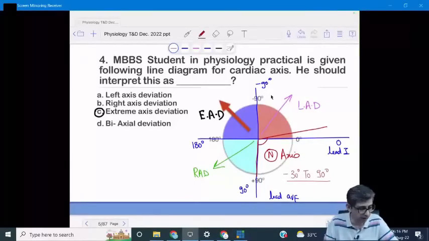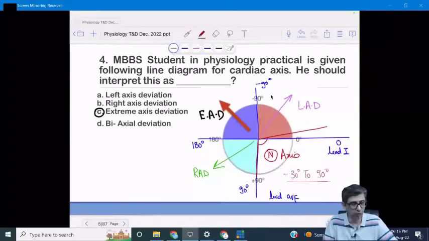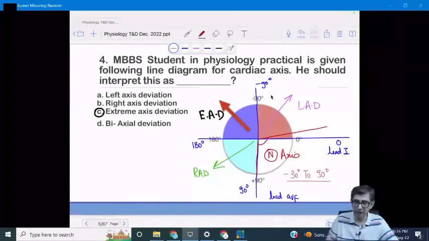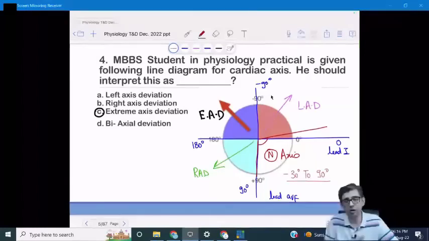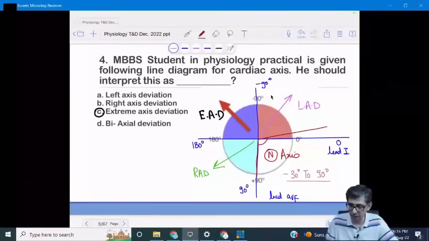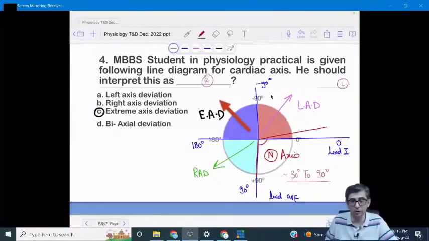For those of you who got it correct, fine. If not, then please work on this information. Very simple, very straightforward information. I mean, there's no rocket science involved in this. All you need to remember is that the quadrant which is superior to normal axis is left axis. If it is to the left of the normal axis, sorry, in fact, this would be left side and this would be right. So if it is going to be on the right of the normal axis, then we are going to call it the right axis deviation.